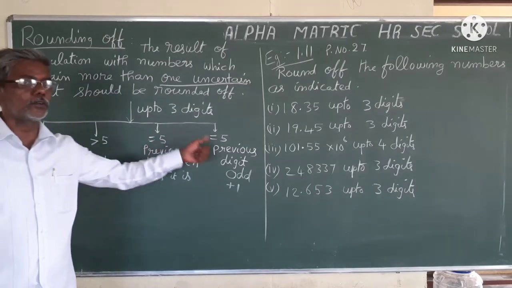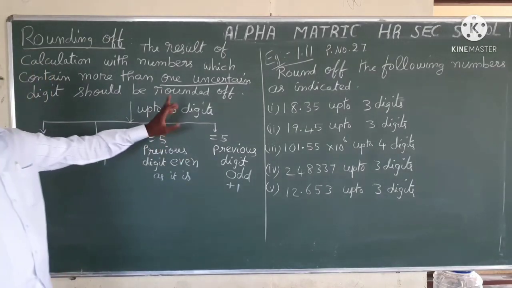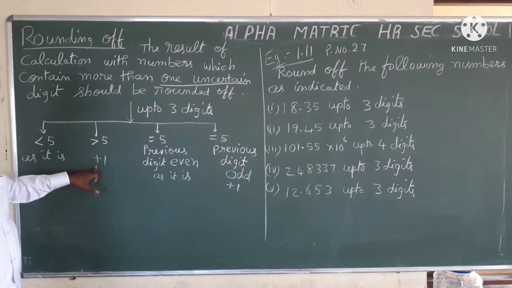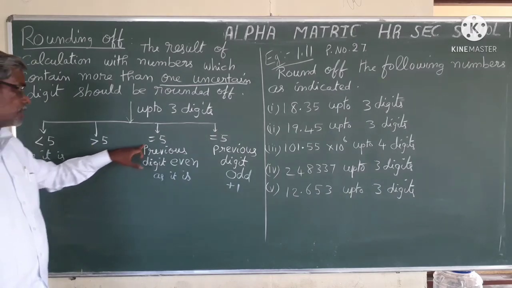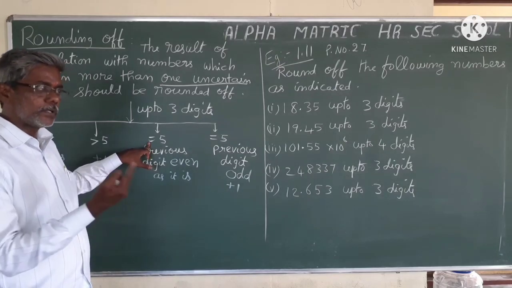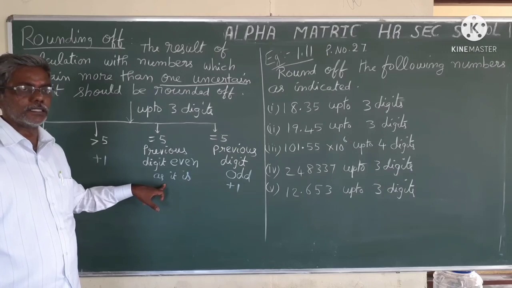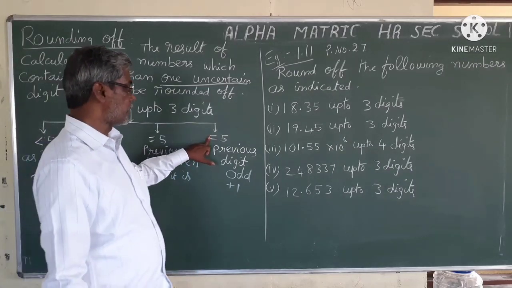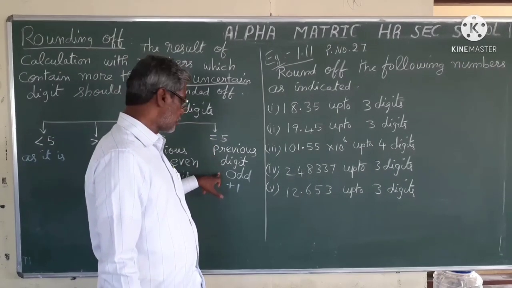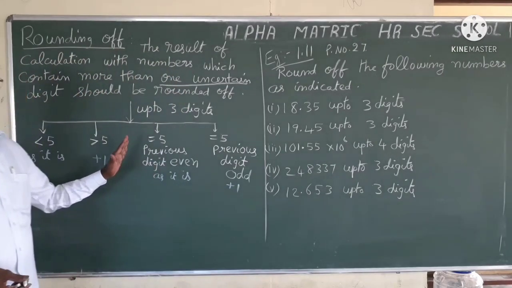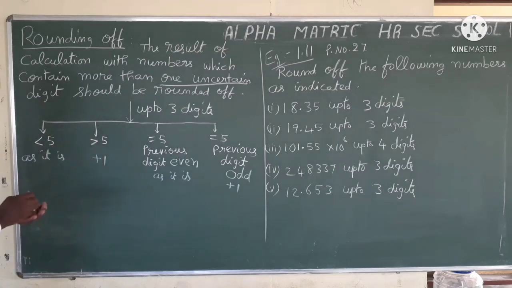Now, these are the rules. Up to 3 digits. If the dropped digit is less than 5, then the preceding digit you must write as it is. If it is greater than 5, to the preceding digit you must add 1. If it is equal to 5 and the previous digit is even, then you must write as it is. If it is equal to 5 and the previous digit is odd, then you must add 1. Now, I will be explaining clearly with the help of examples.